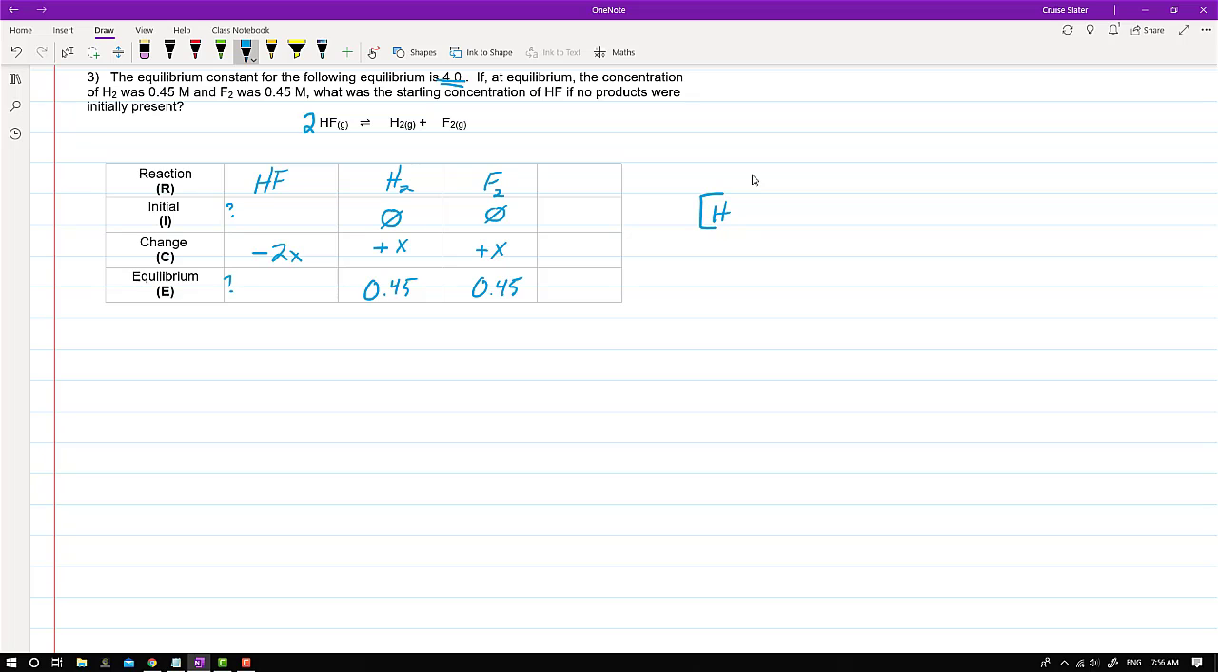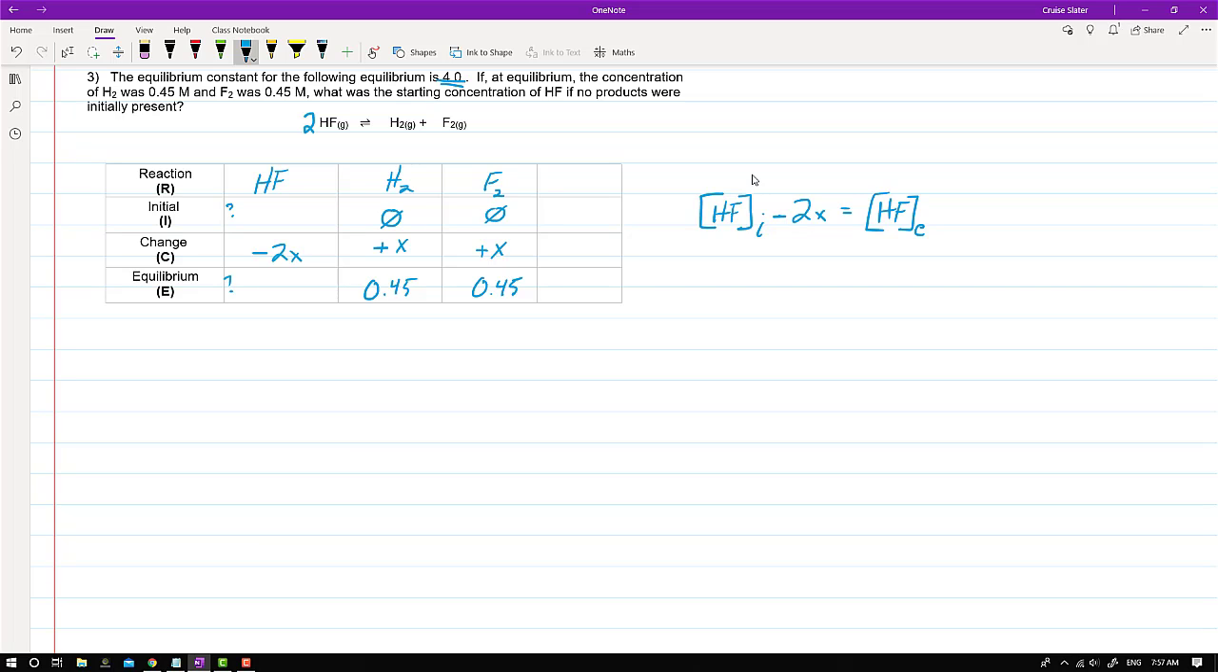So the concentration of HF initial is going to be subtracted by a value of 2x, and that's going to give us the concentration of HF at equilibrium. So I'll put that as E, subscript E. So there's our ultimate goal. So we've got to solve this. We know what x is. x is just going to simply be 0.45.